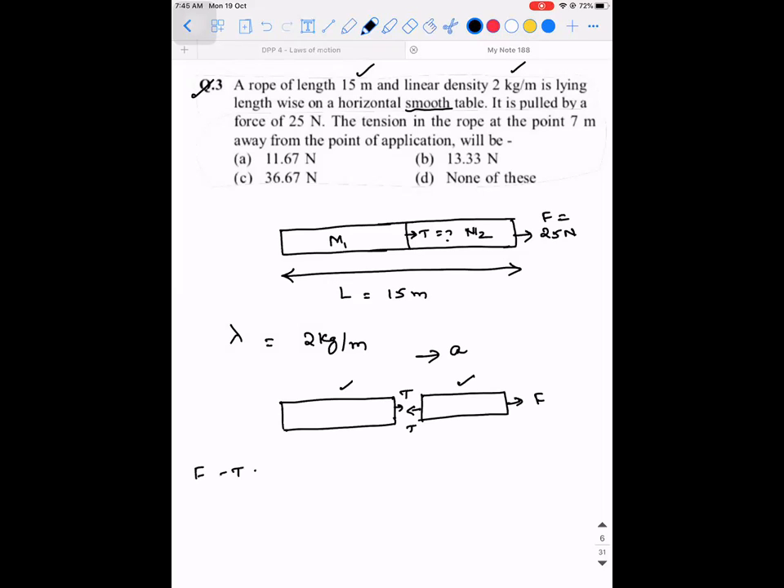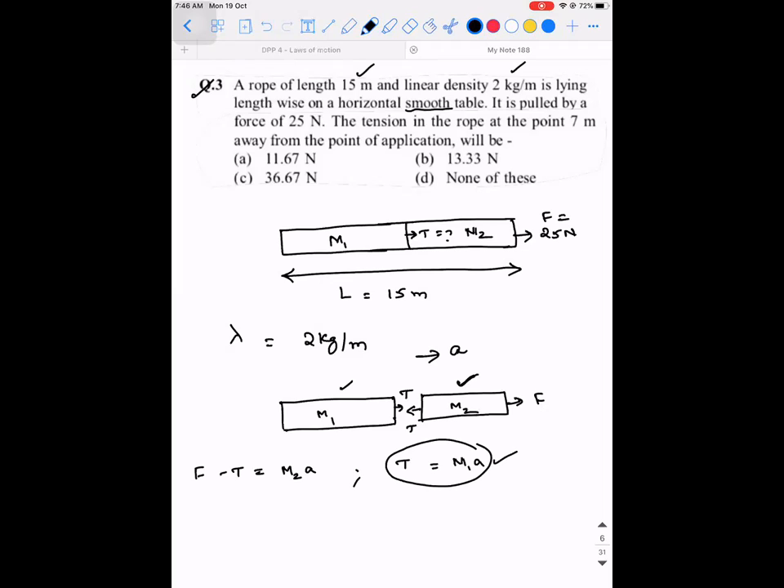F minus T is equal to the mass of this portion, that is M2 into A. Can I take it like this? Similarly, T will be equal to M1 into A. If I find the acceleration and substitute it here, I'll get the answer. But my question is, we don't know what M2 is. How will you find the mass of the system?